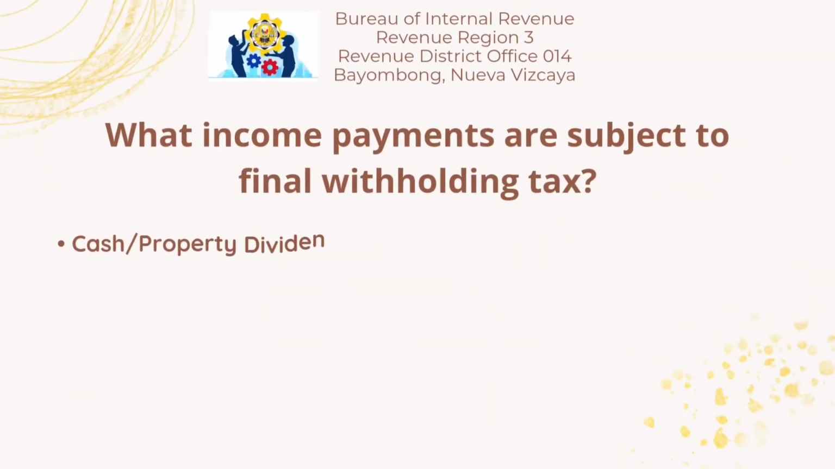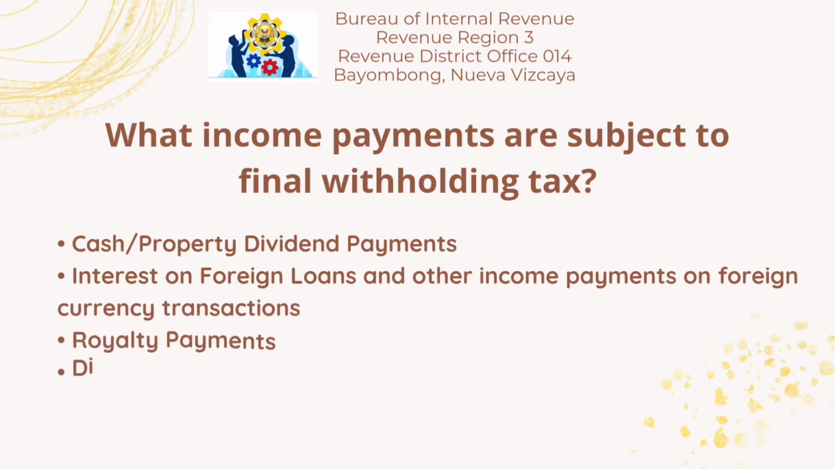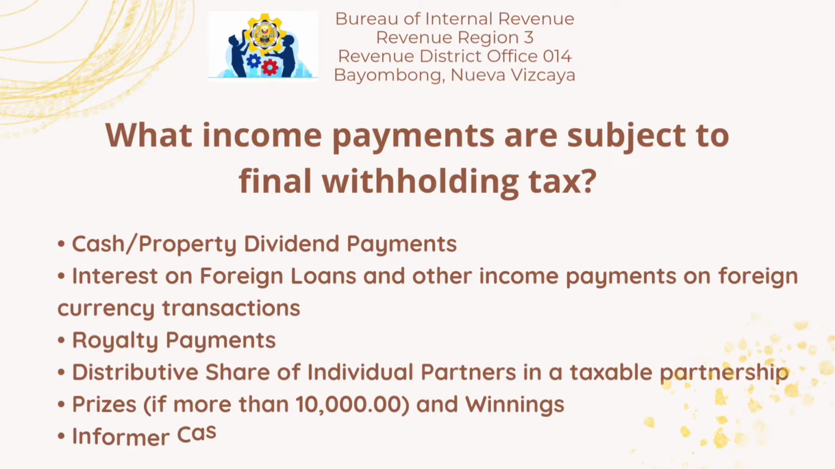What income payments are subject to final withholding tax? These income payments include the following: cash or property dividend payments, interest on foreign loans and other income payments on foreign currency transactions, royalty payments, distributive share of individual partners in a taxable partnership, prizes of more than 10,000 and other winnings, informal cash rewards, and others.